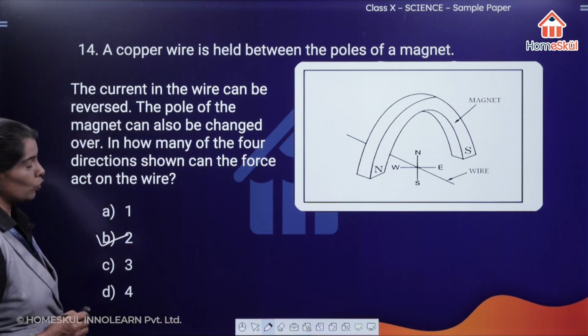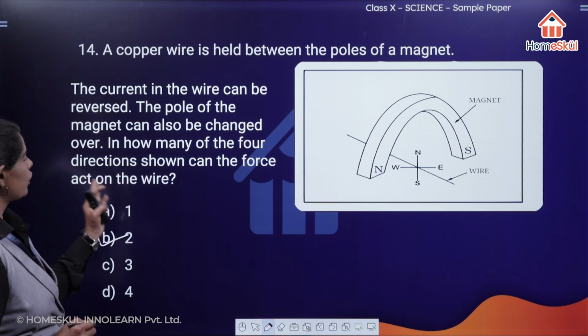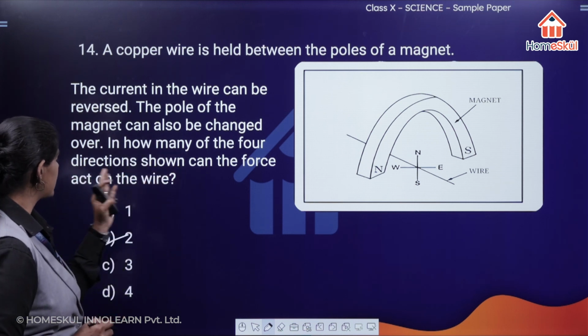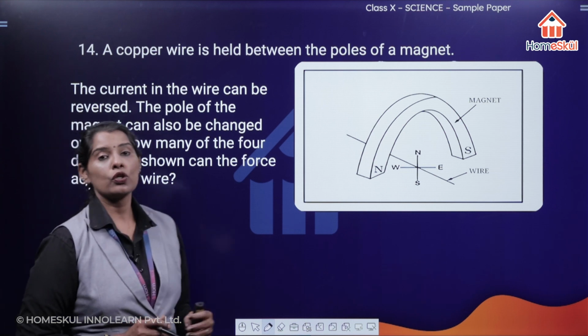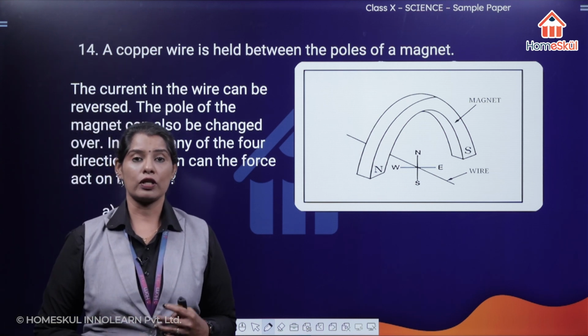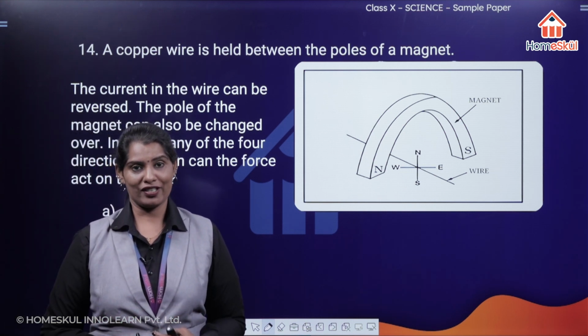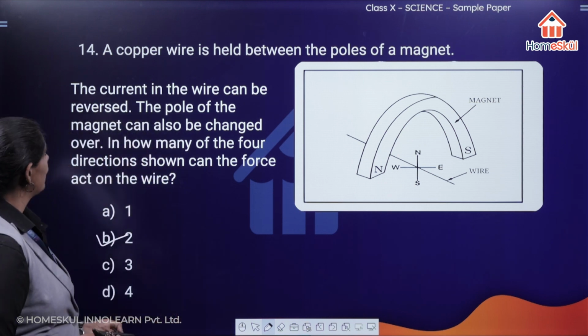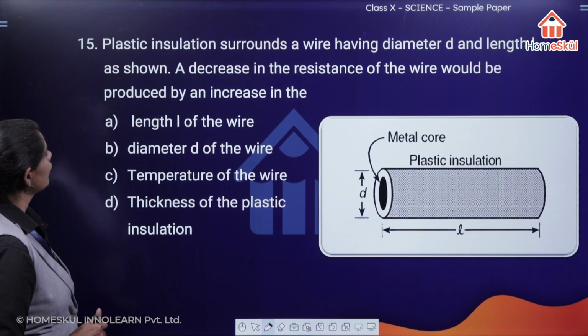Option B, 2. Out of the 4 directions, the force can act on the wire only in 2, that is either upwards or downwards, or either north or south direction. Clear? Coming to question number 15.